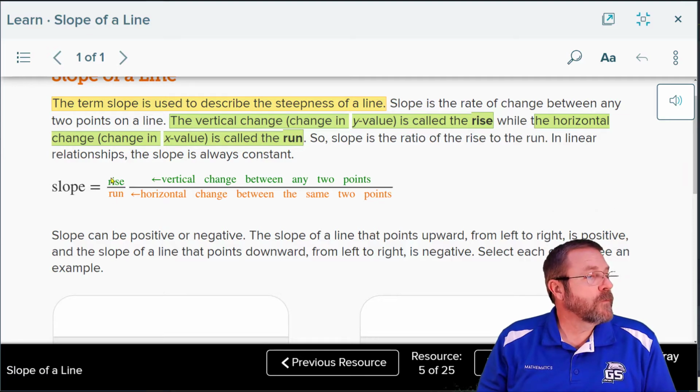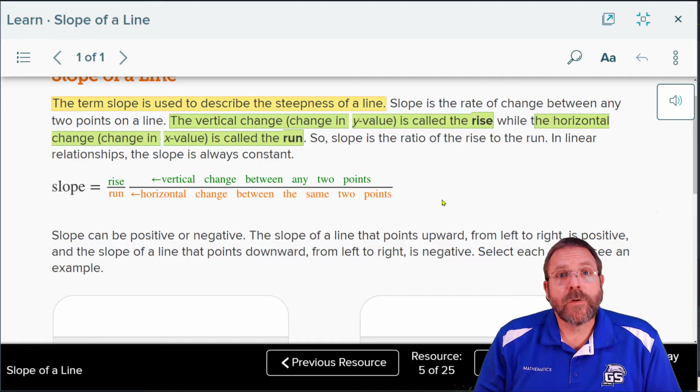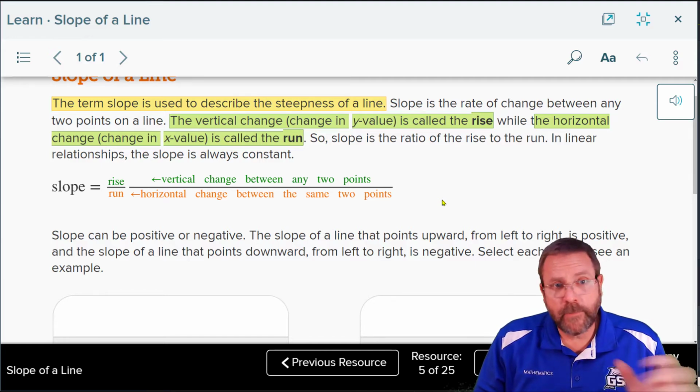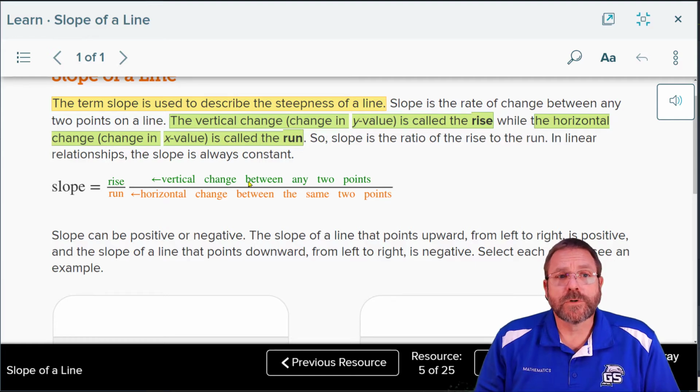So here you can see they've got the formula: slope is equal to rise over run, where rise is the vertical change between any 2 points, and the run is the horizontal change of any 2 points. You will need to write this formula a lot on your homework tonight for all the problems it applies to, but you don't have to write all these words. All you have to do is write slope equals rise divided by run.